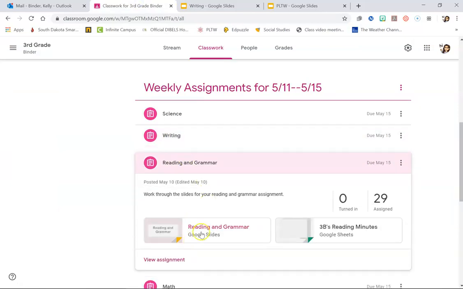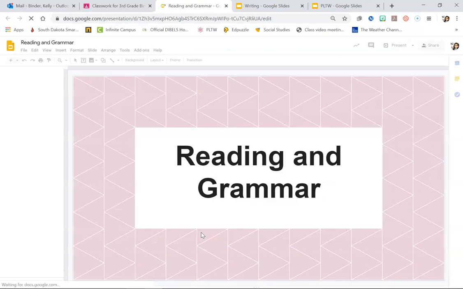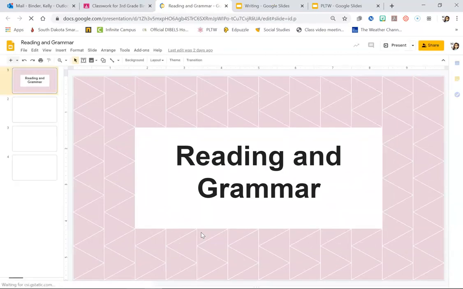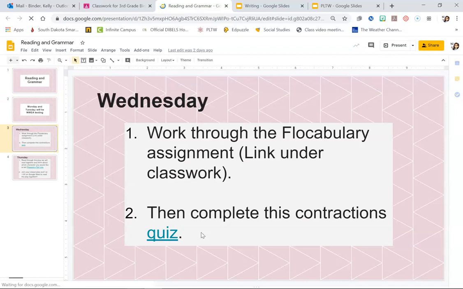Reading and grammar. Everybody is done with their reading test for NWEA. Everybody finished up yesterday, so awesome job with that. You will have a reading and grammar assignment today. You're going to work through the vocabulary assignment, and the link is under classwork. Then you're going to complete this contractions quiz right here. And don't forget to log your IDR minutes into our reading log.